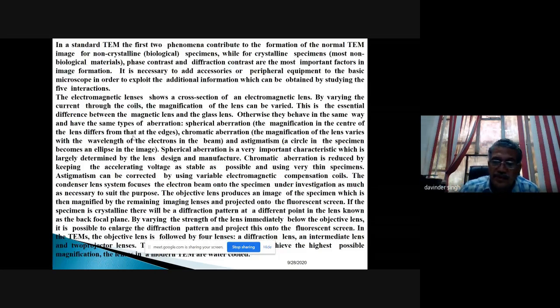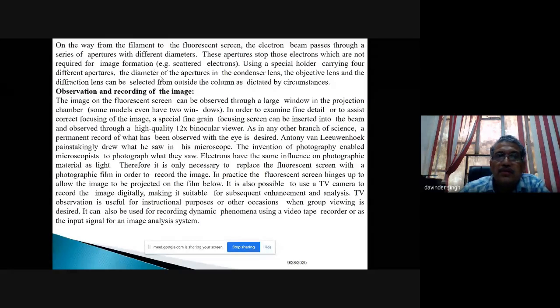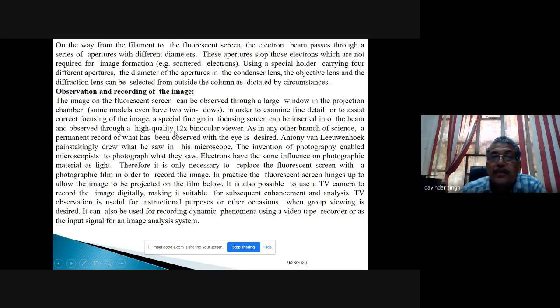Different types of phenomena, I think I already explained. The recording of image, as I told you, fluorescent screen, we have the major common concept through a large window into the projection chamber. And in order to examine the fine detail or the correct focusing of the image, a special fine grain focusing screen can be inserted into the beam and observed through a high quality binocular viewer. Okay, so some advanced possibility in that system is also possible.